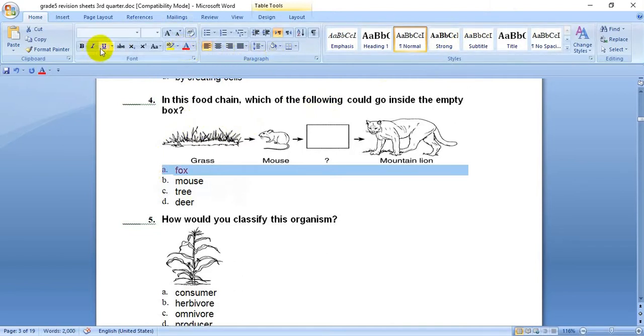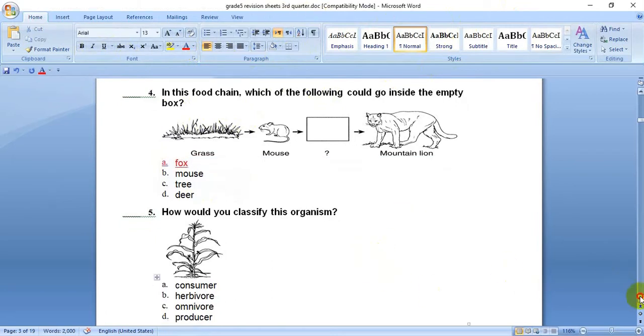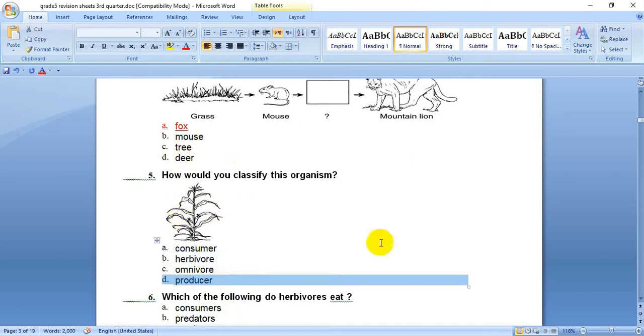Okay, so now we will go to the next question. Question 5. How would you classify this organism? This organism takes sunlight, water and carbon dioxide. They mix them all and they make food. So they can make their own food, and any organism that makes its own food, we call it a producer. So the answer here will be producer.